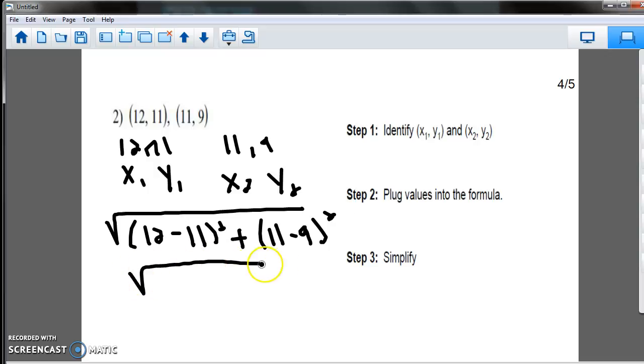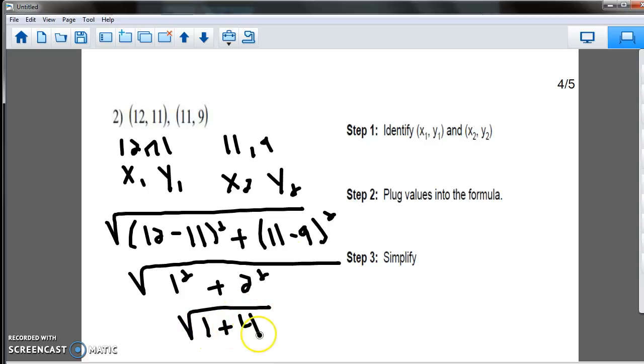So right now, I'm taking the square root of 1 squared, because that's what 12 minus 11 is, plus 11 minus 9, which is 2 squared. So I got the square root of 1 plus 4, which is equal to the square root of 5.